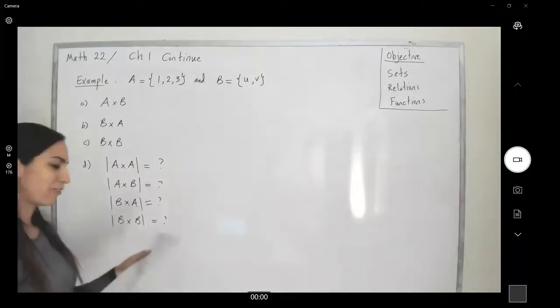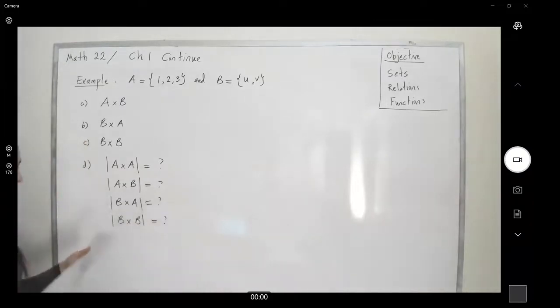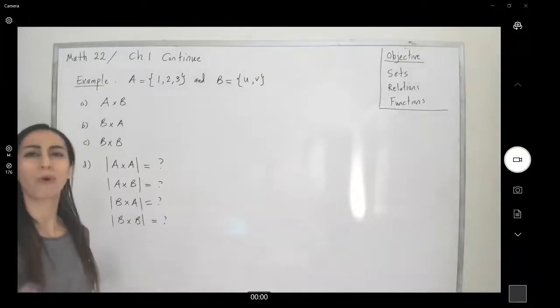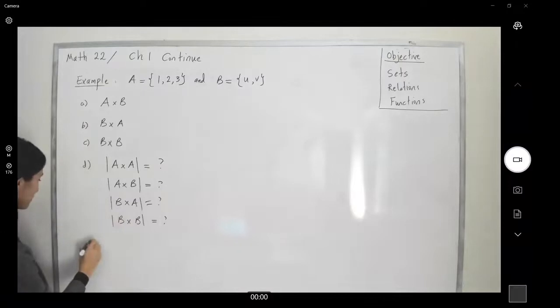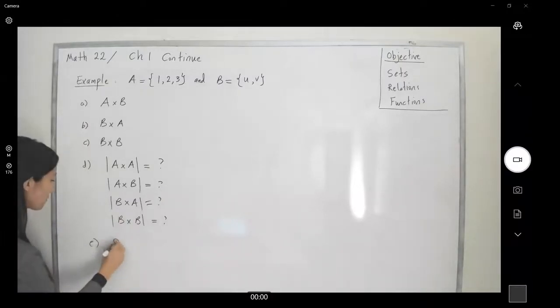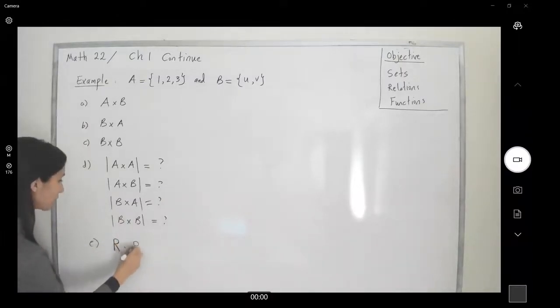Okay, and it finally says, let R denote the set of all real numbers. What's the meaning of R Cartesian product with R? What is R cross R?